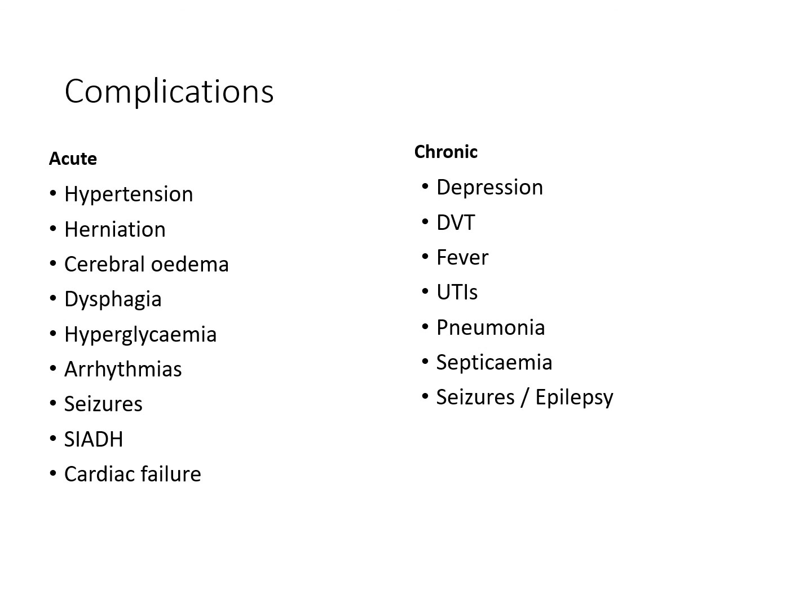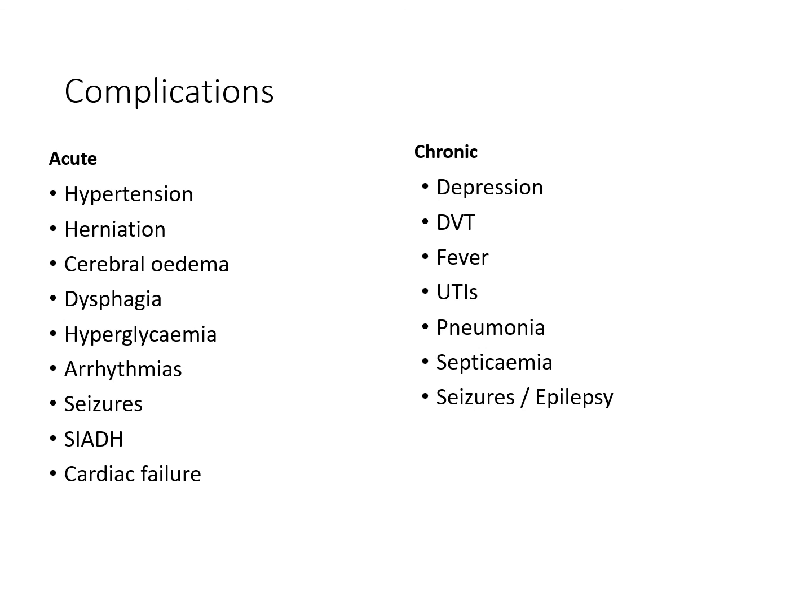Dysphagia puts the patient at risk of aspirating, so you want to pass an NG tube to the patient and feed the patient via the NG tube to avoid aspiration. Hyperglycemia. You want to treat arrhythmias, seizures, SIADH, cardiac failure.